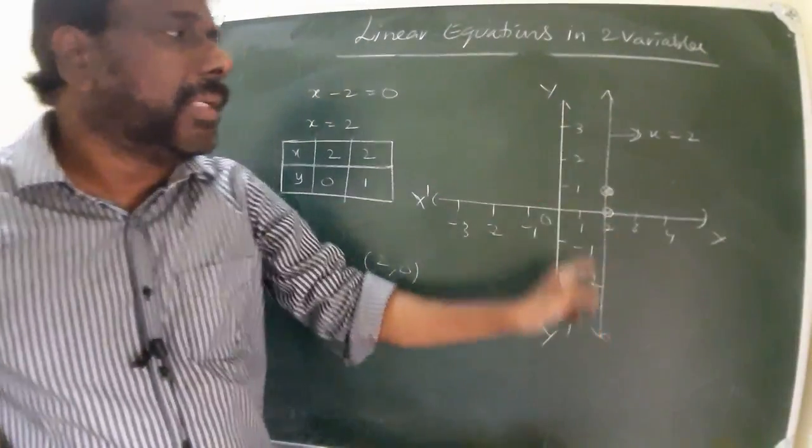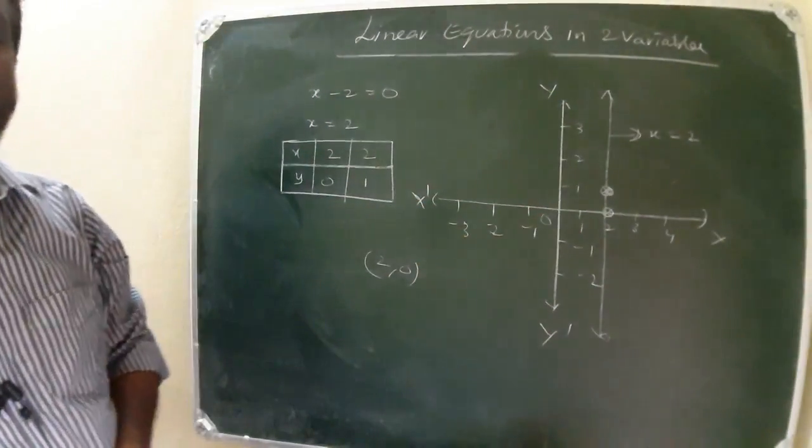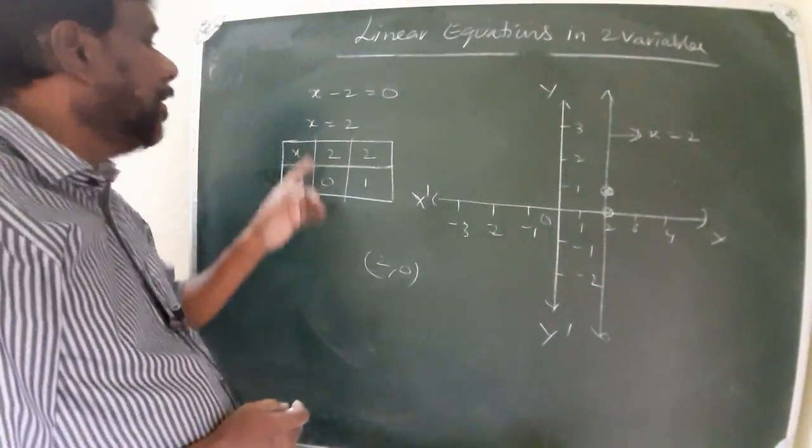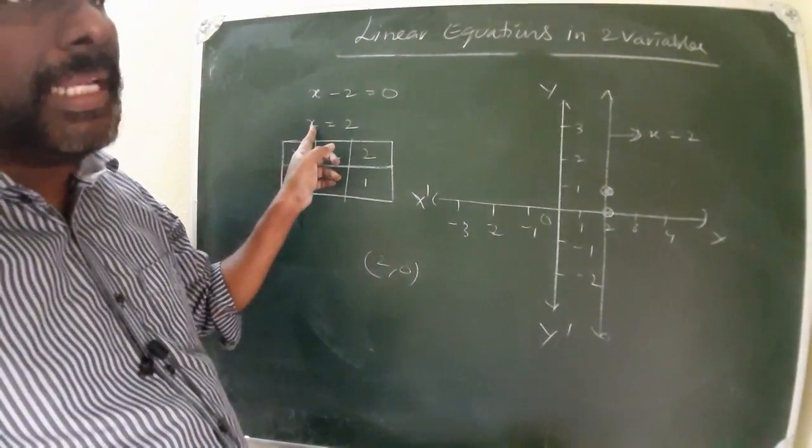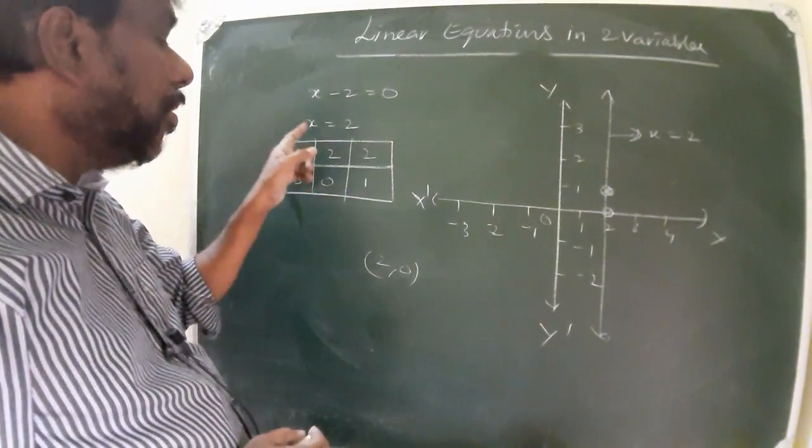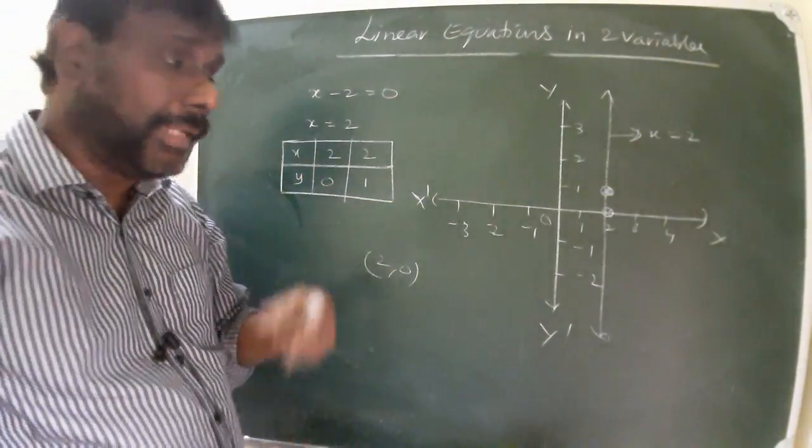So the line x equal to 2 is always parallel to the y axis. Here only the x variable is there, so it is parallel to the y axis. If only y is there, it is parallel to the x axis.